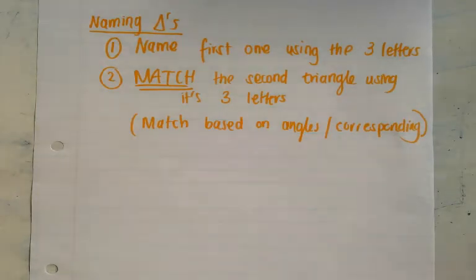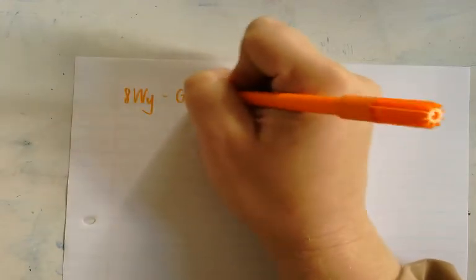So I'm going to give you two triangles. I'm going to start on a new page. You can just continue from where you were. Okay, we are 8WY. Today is Tuesday, and we are group 2.